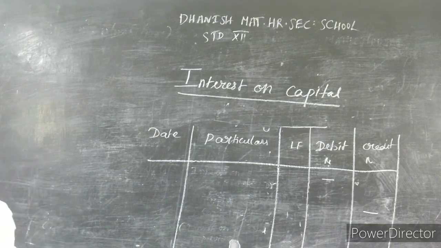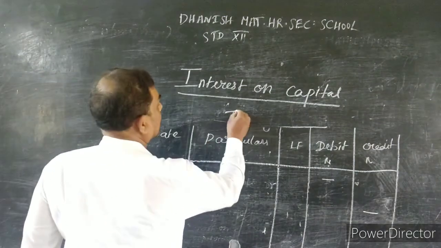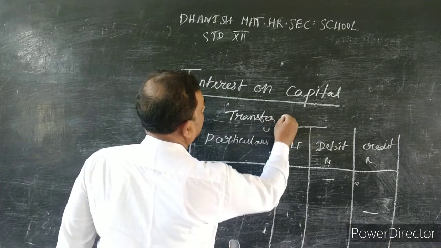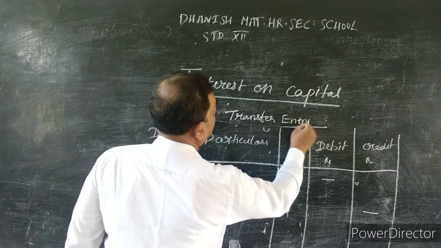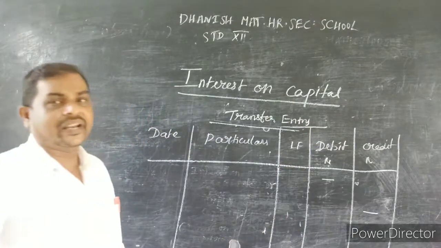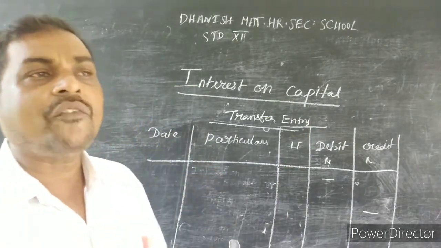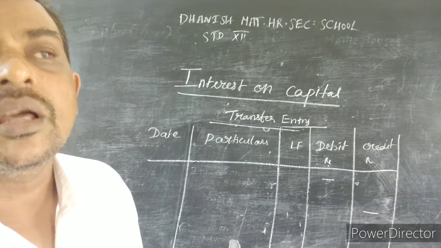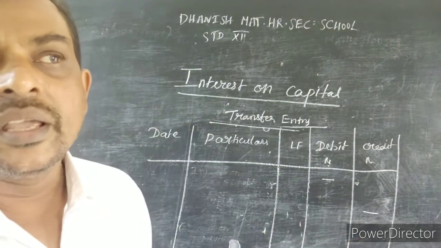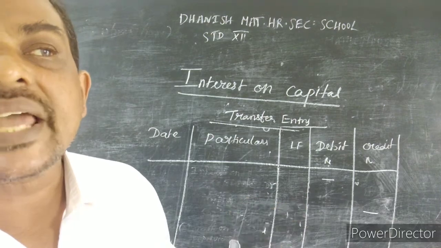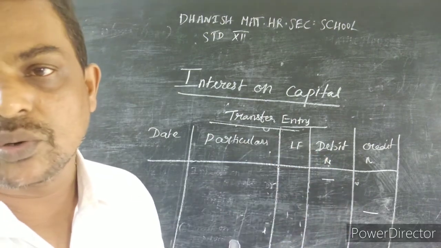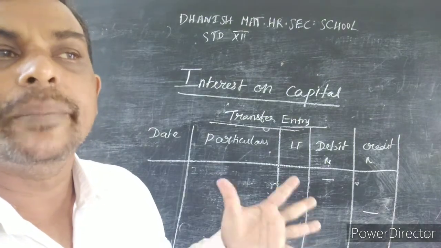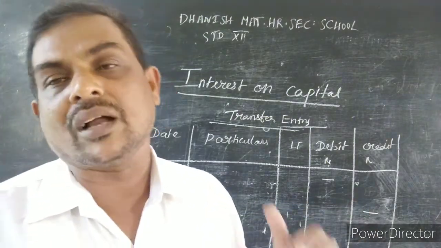So transfer entry. What is the transfer entry? So this profit and this interest on capital will be transferred to which account? Profit and loss account. In which place? Debit side of the profit and loss account. So this interest on capital usually will be debited in profit and loss account.